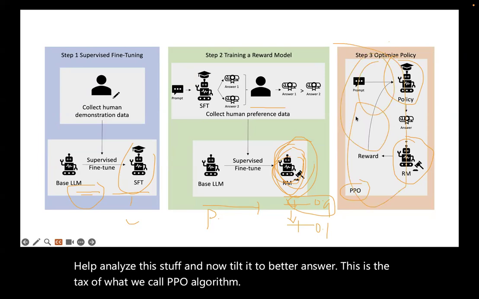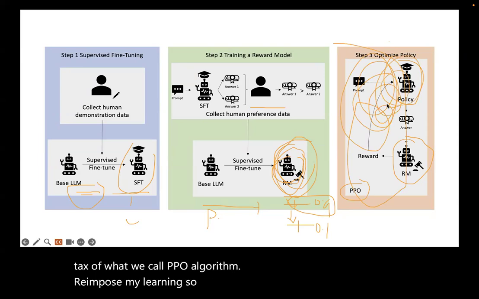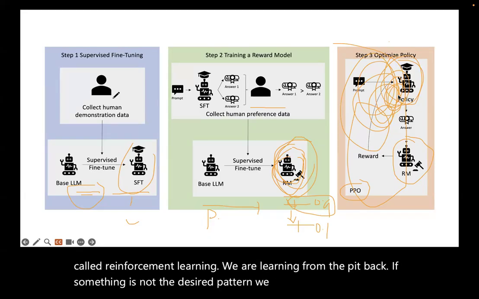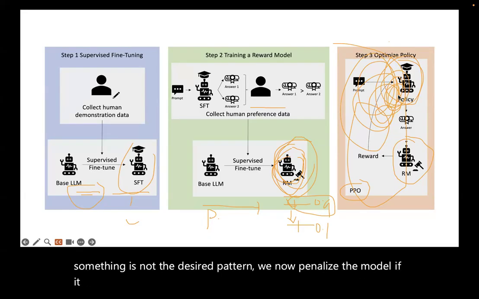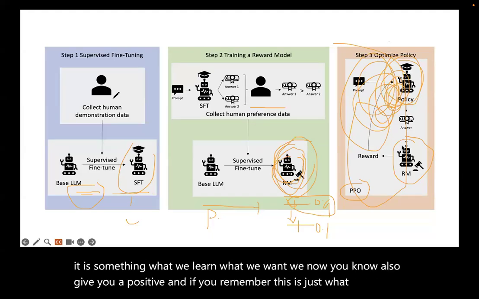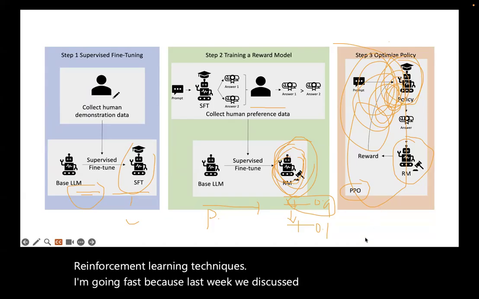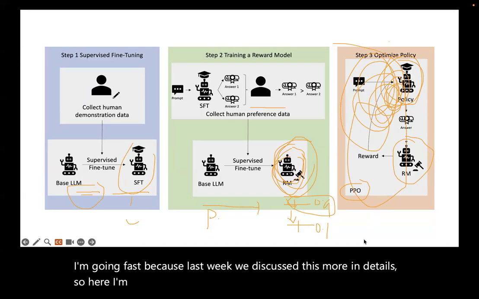Reinforcement learning. So here what we are doing is called reinforcement learning. We are learning from feedback. If something is not the desired pattern, we penalize the model. If it is what we want, we also give a positive. If you remember, this is just the reinforcement learning technique. I'm going fast because last week we discussed this in more detail. Here I'm just recapitulating what we are doing.